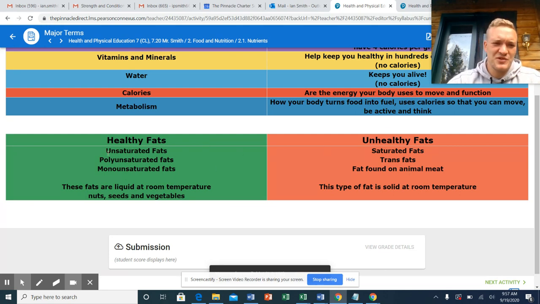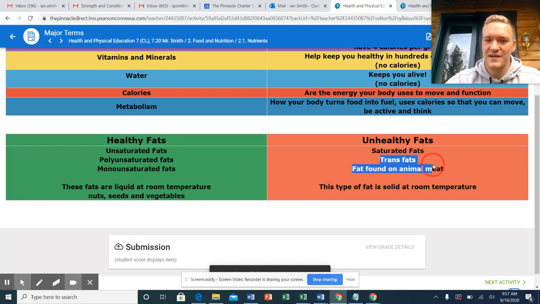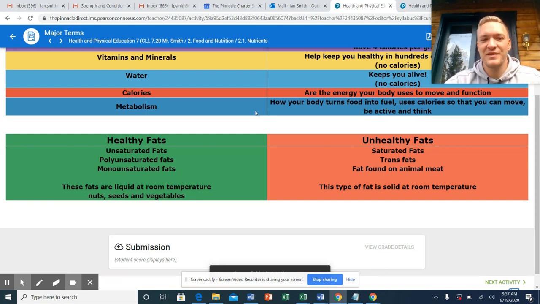And there are some pretty long words here: unsaturated fat, polyunsaturated fats, and monounsaturated fats. And over here on the unhealthy side, we have saturated fats, trans fats, and fat found on animal meat. So the super easy way is unhealthy fats have short names and healthy fats have very long names. And the healthy fats are actually liquid at room temperature. If you open up your cabinet right now and look at canola oil or vegetable oil, those are fats, but they're healthy fats.